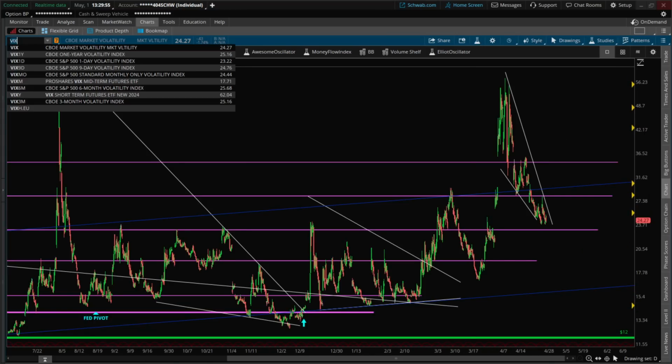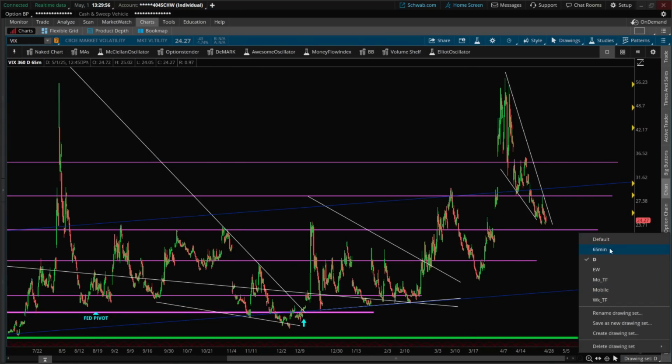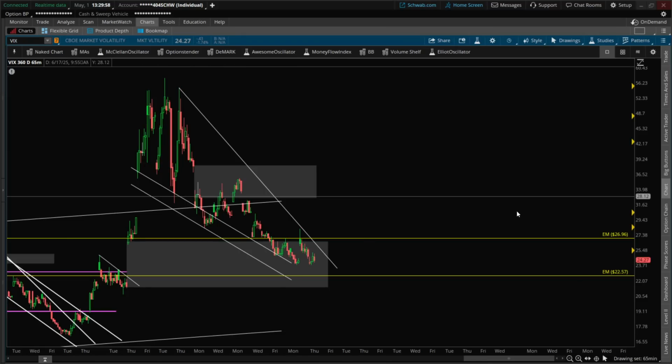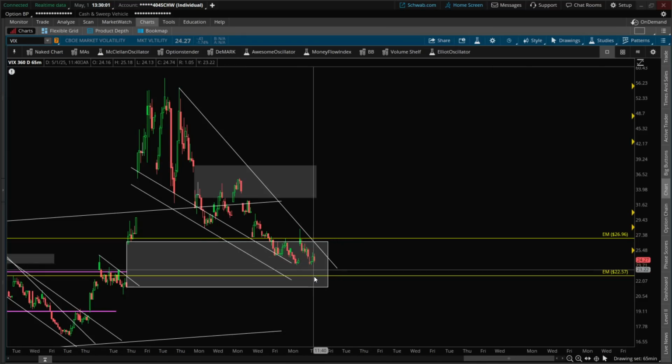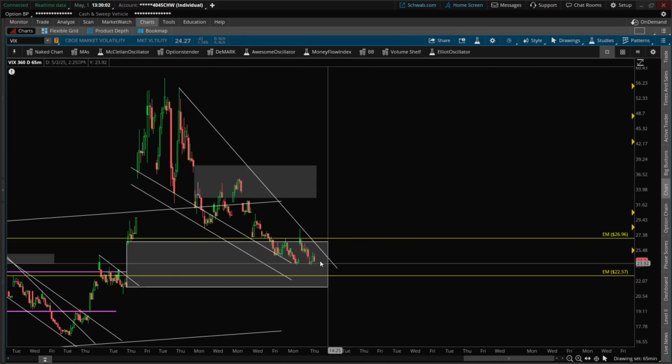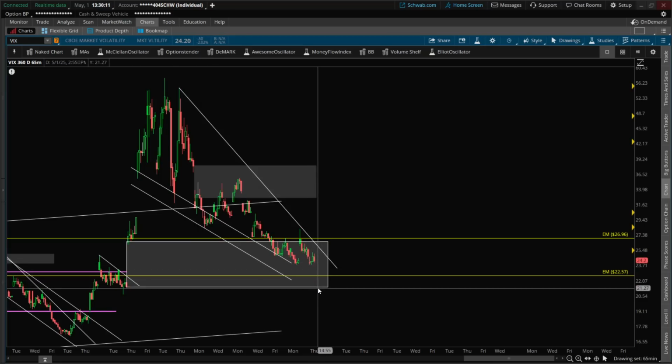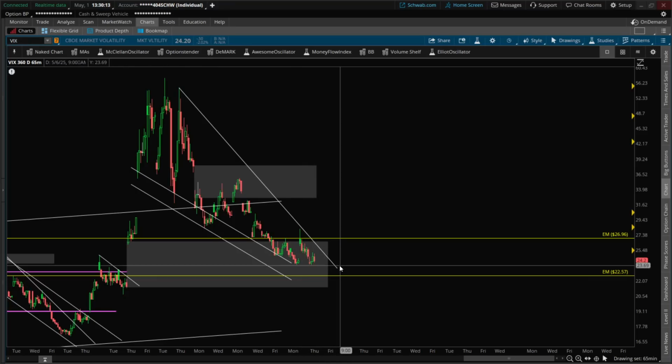VIX. All right, the VIX is still in this wedge here. Do we close the gap? Not so sure, but if we get a gap up tomorrow, then we're likely to continue this lower and close this gap, and that could still be well within this wedge here as well.